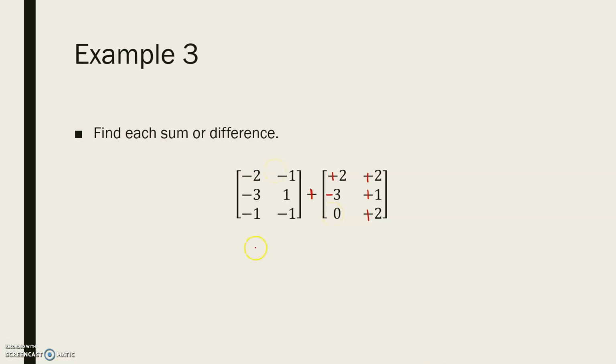So I'm going to have 2 plus negative 2. I'm going to do this one all in one color. 0. Negative 1 plus 2 is 1. Negative 3 plus negative 3 is negative 6. 1 plus 1 is 2. Negative 1 plus 0. Negative 1 plus 2. And there you have it. Notice that whatever dimensions we start with, in this case 3 by 2 and 3 by 2, should be the same as when we end, when we're adding and subtracting.